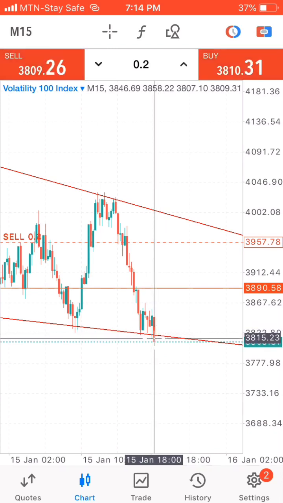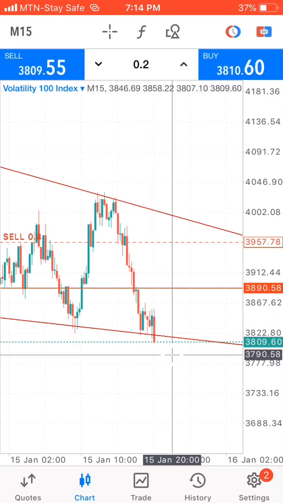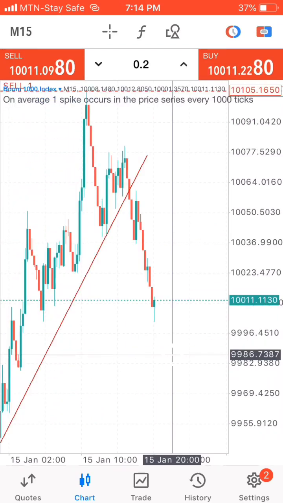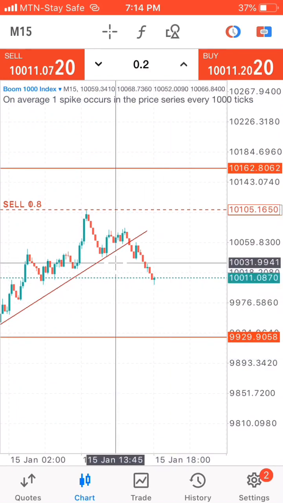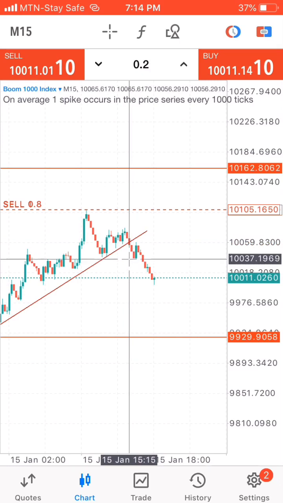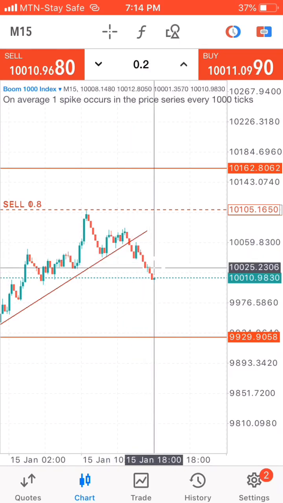You have to wait and be patient to see what the market wants to do. So now let's go to the Boom 1000. Of course, I told you I was still holding this trade because I expected the market to go down. You see this, it has broken this trend line here and retested. You see this bullish candlestick here, it retested and started going down again.